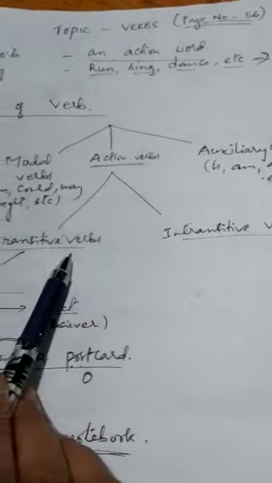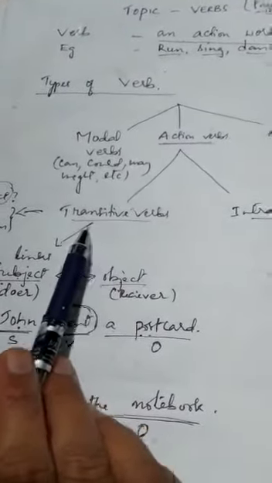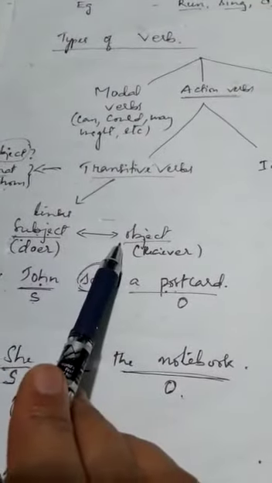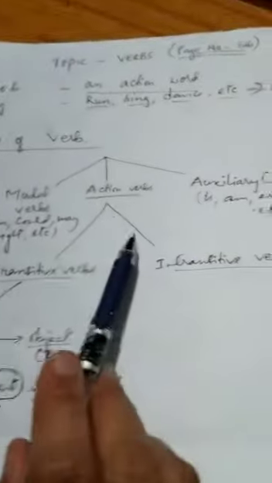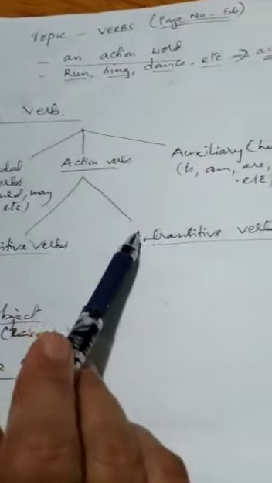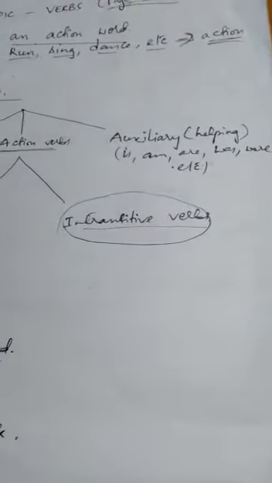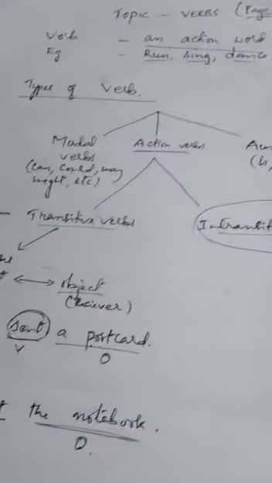So let us quickly revise what is a transitive verb. Now, transitive verbs provide the link between the subject and the object, correct? Now today, we will see the other form of verb, that is the intransitive verbs. Okay, so this is our topic for today. All right, so let's see what is an intransitive verb.